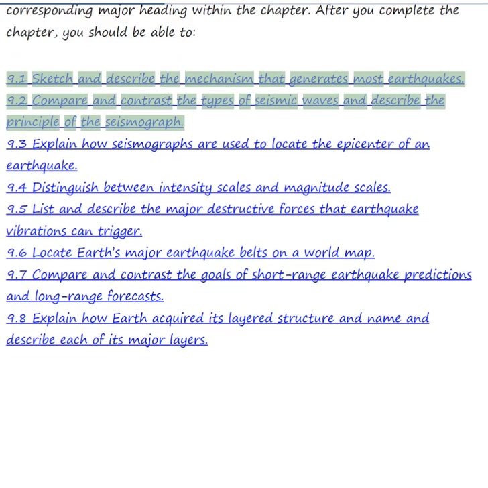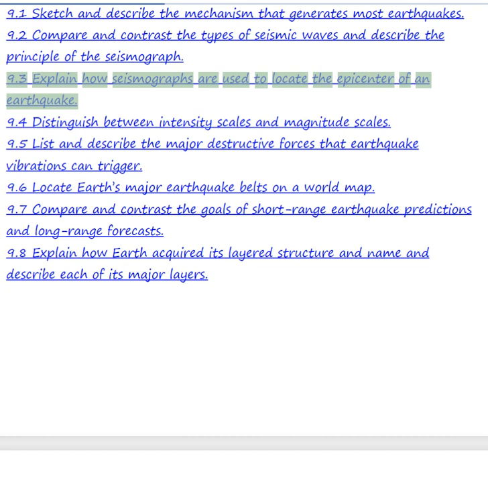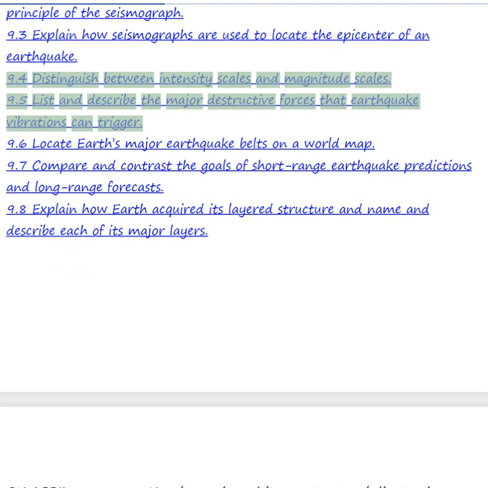9.1 Sketch and describe the mechanism that generates most earthquakes. 9.2 Compare and contrast the types of seismic waves and describe the principle of the seismograph. 9.3 Explain how seismographs are used to locate the epicenter of an earthquake. 9.4 Distinguish between intensity scales and magnitude scales. 9.5 List and describe the major destructive forces that earthquake vibrations can trigger.